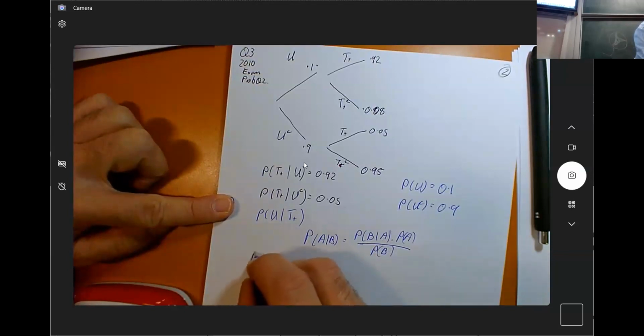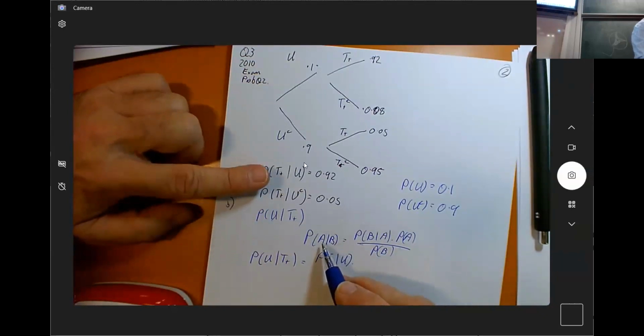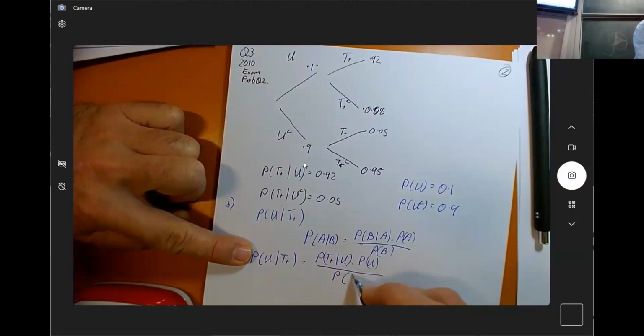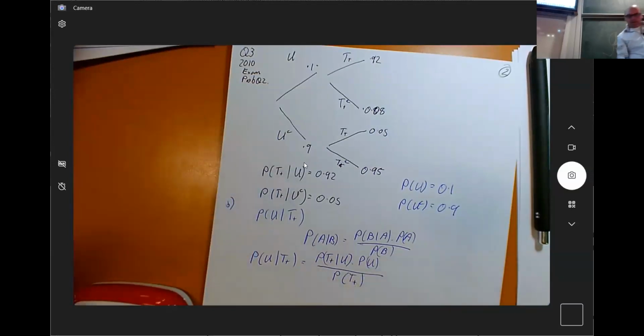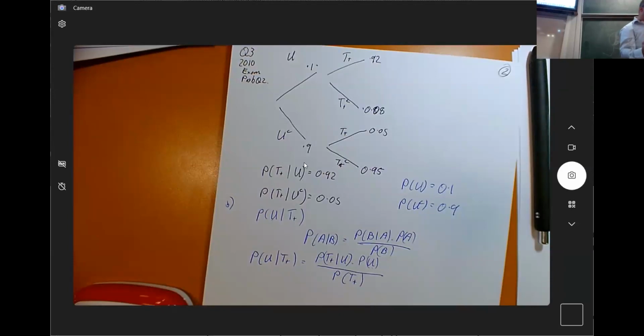So let's write out what the thing is. Probability of using given test positive should be equal to probability of testing positive given using times by probability of using on probability of testing positive. Okay, so if we think about the things we have here, this one we have from up here, this one we have from over here, this one we don't have. And so that means we've got to calculate that value.